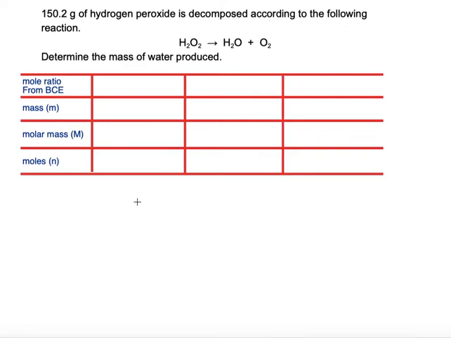Okay, we're going to try another stoichiometry question here. This stoichiometry question involves a mass to mass relationship. And in order to make that relationship, we have to get to moles first, because we're always going to be using the mole ratio that we find in the balanced chemical equation.